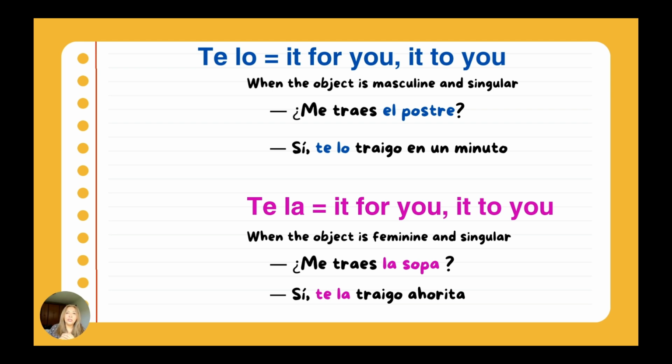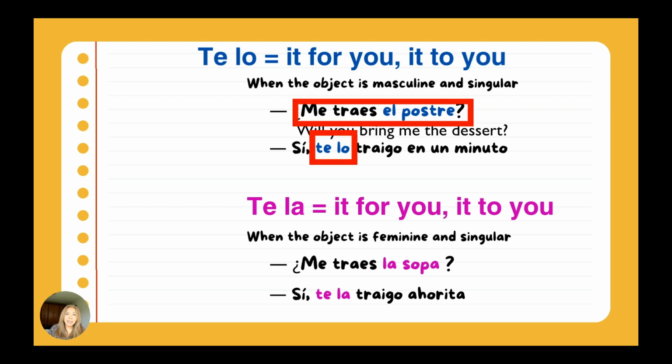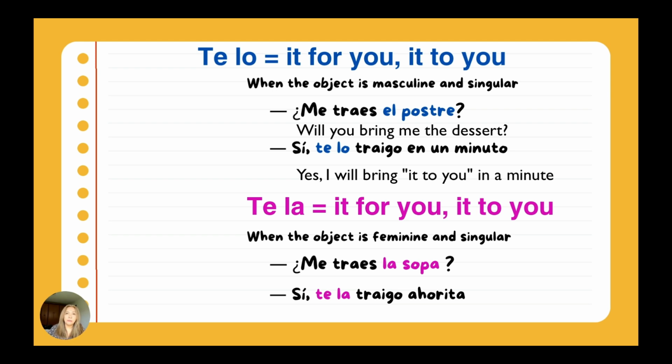Te lo. It to you or it for you. I want to bring it to you or it for you. Example. ¿Me traes el postre? The dessert. Singular, masculine. So, te lo. Sí, te lo traigo en un minuto. Yes, I'll bring it to you. It to you in a minute.